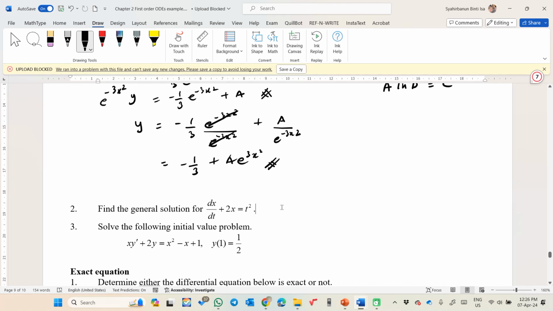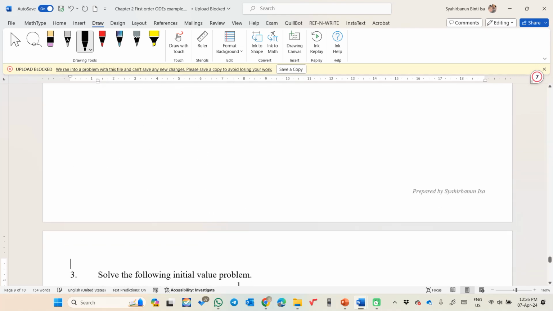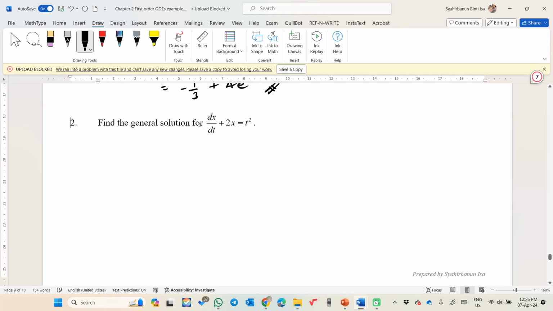So for the next example, number 2, I actually repeat the same steps of solution as the previous. What is different is only the integration part. So we have here dx over dt plus 2x equal t squared. This one you need to be careful because of the variable. Now our function is x equal f of t, which means x is the dependent variable, so we need to check for x. x power of 1.